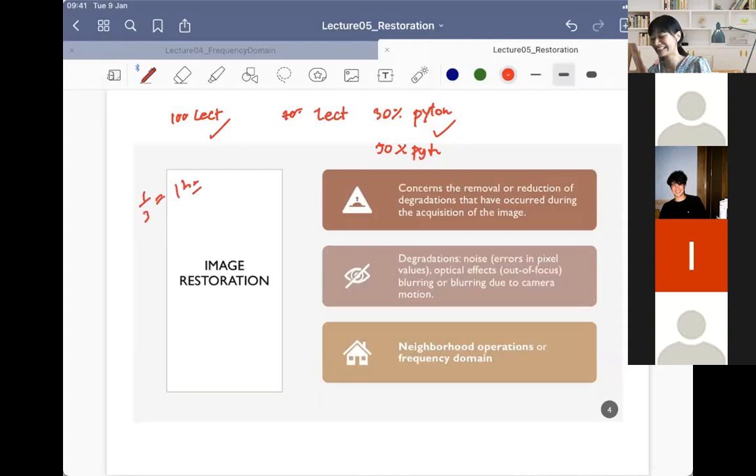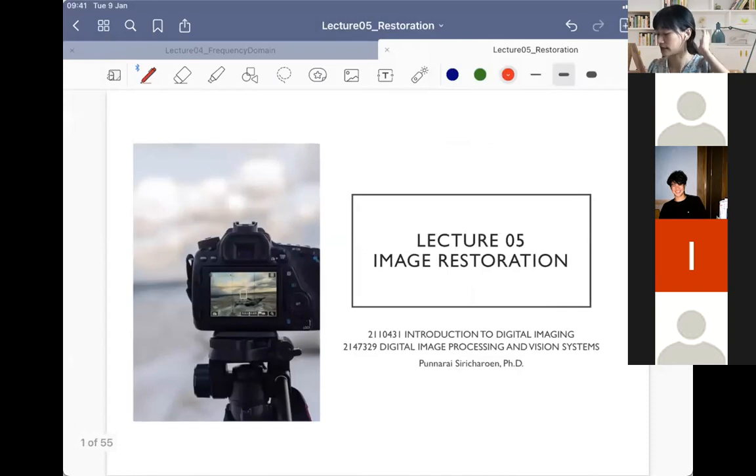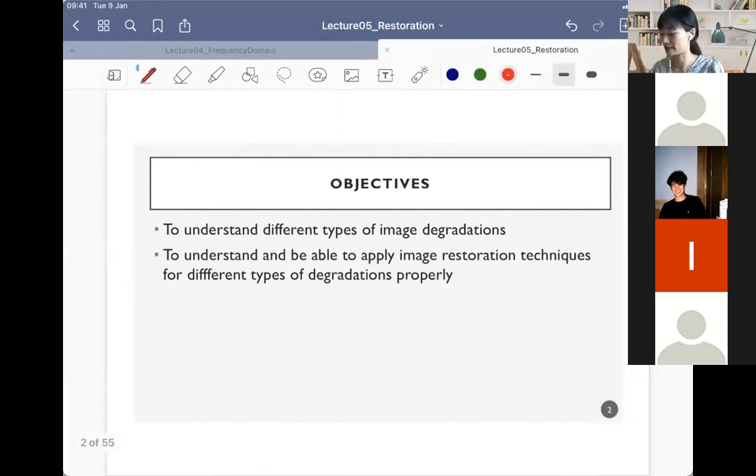Okay. So now we are in the new topic. This chapter is about image restoration. So what is restoration for you? When I first talk about restoration, what do you think about it? Restoration.